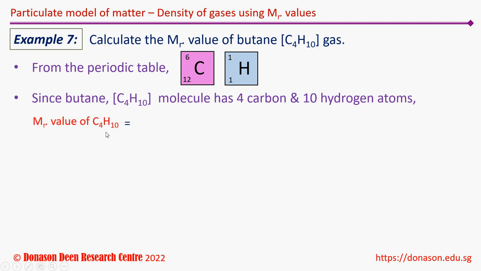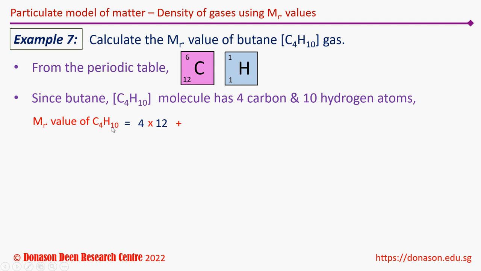So the Mr value for C4H10, if we want to calculate it, there are 4 atoms of carbon. So we're going to take the 4 and multiply that by the relative atomic mass of carbon, that's 12. So 4 times 12 is going to become 48. That will be the mass due to carbon.